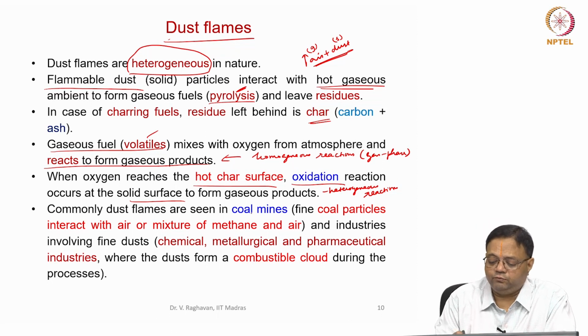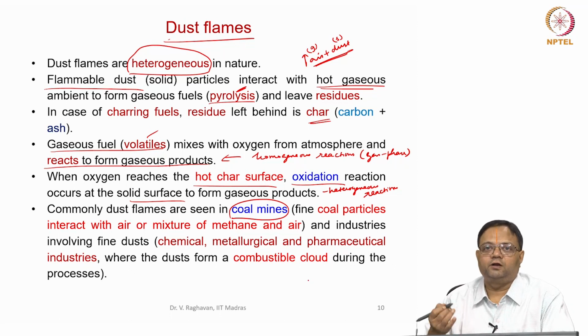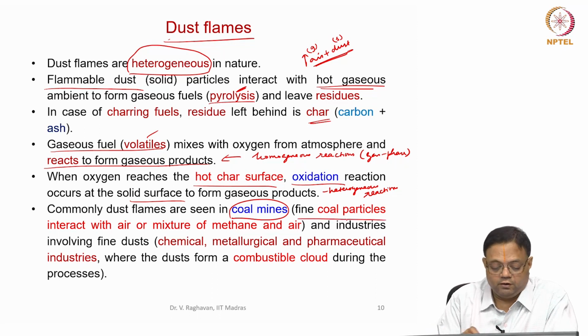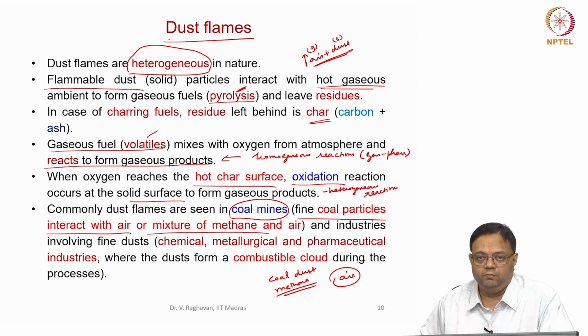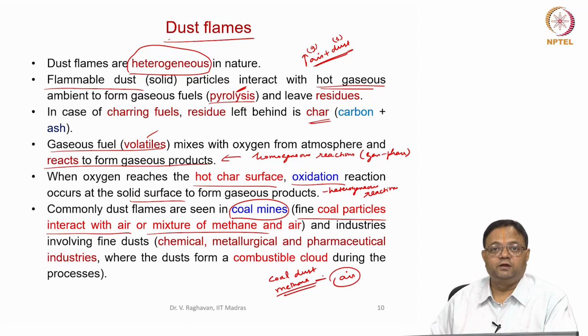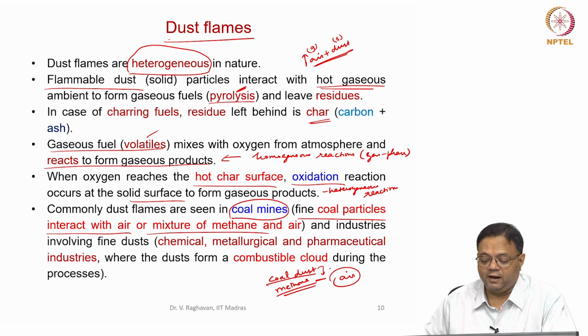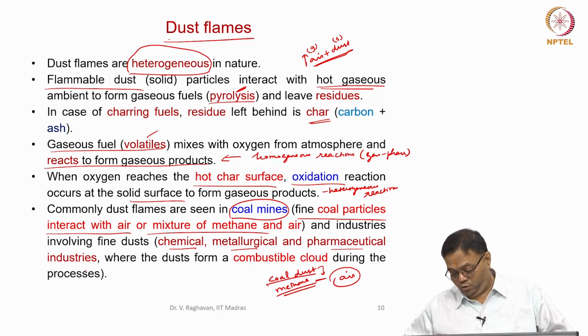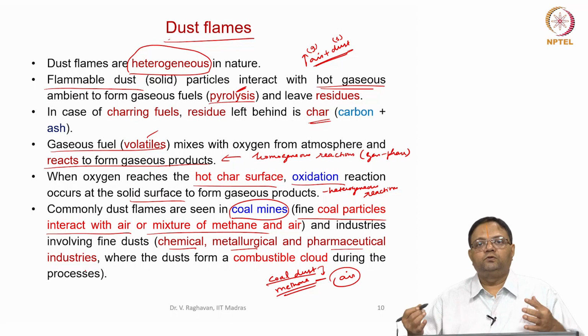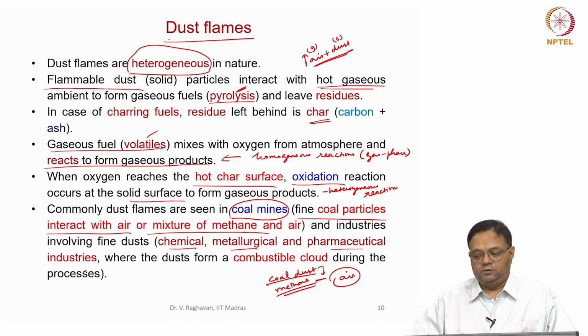Now, commonly dust flames are seen in coal mines, because when you process the coal, a lot of fine particles are produced. Now these fine coal particles interact with air. In the coal mine there are two things. Coal dust is formed, then methane also is generated. Methane is generated in a large quantity, and if there is air entrainment into this mine, then methane and air can form a mixture easily, and the coal dust can be entrained into this methane air mixture. So this is one of the things. Such a fine dust fire can also occur in chemical industries, metallurgical industries, and pharmaceutical industries. Basically what should happen is a combustible cloud should form, where dust and some hot gases or air are mixed, which will lead to dust combustion.